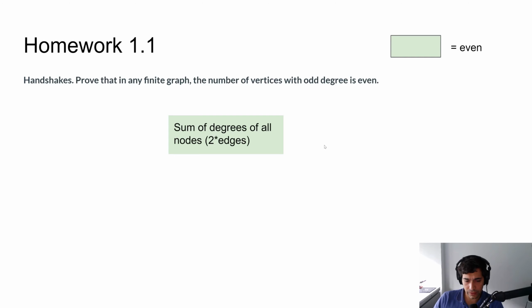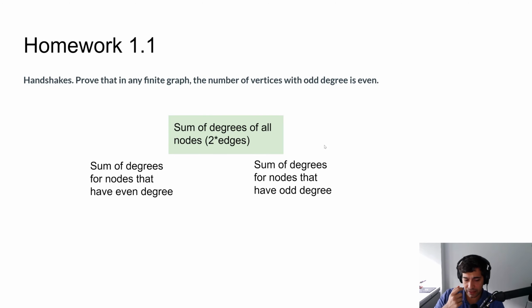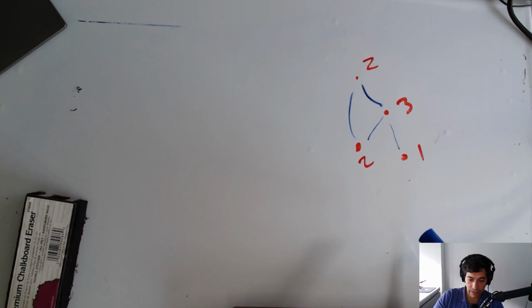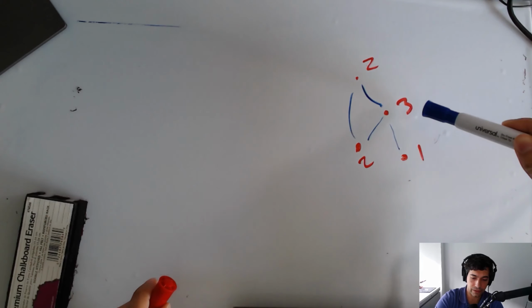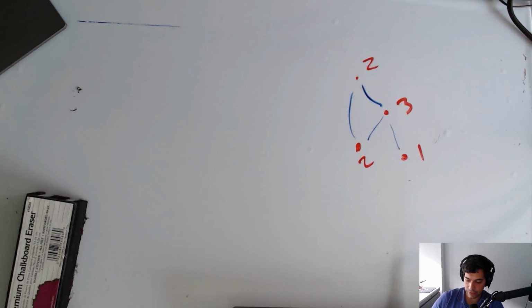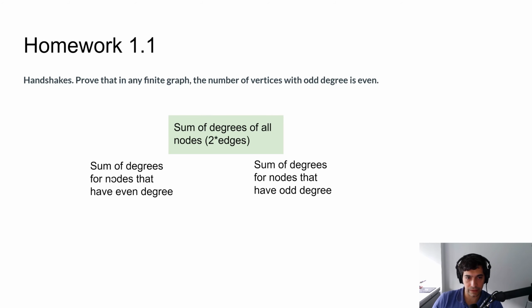So far, we've been talking about all of the nodes, but I'm going to break this down into the sum of the degrees for nodes that have even degree and the sum of the degrees for nodes that have odd degree, right? All nodes can be broken into two chunks. I'm going to break my set of nodes into two chunks. I've got the ones on the left here, which have even degree, and the ones on the right here, which have odd degree.